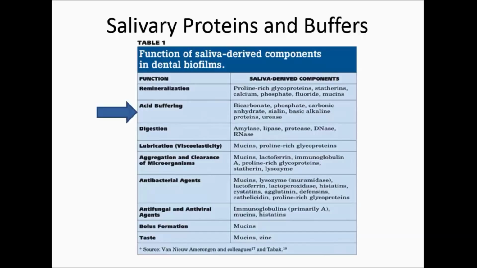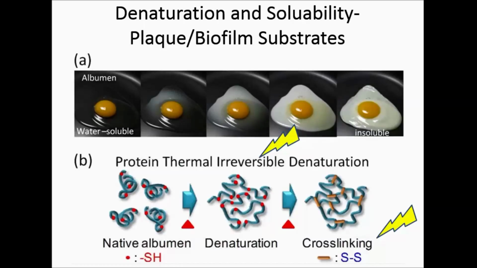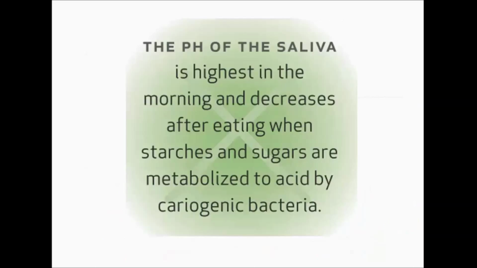Components of the saliva can act as buffers to protect proteins, enzymes, and immunoglobulins in the saliva from becoming denatured and losing their function. Bicarbonate, phosphate, carbonic anhydrase, sialin, basic alkaline proteins, and urease aid the saliva in buffering. Recall that with denaturation of a protein, the solubility of that protein goes down significantly, and the protein loses its function. The pH of the saliva is highest in the morning and decreases after eating when starches and sugars are metabolized to acid by cariogenic bacteria.